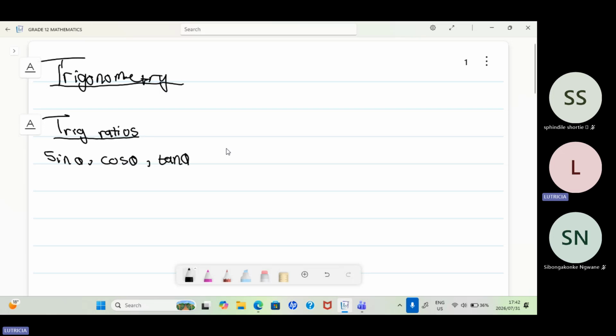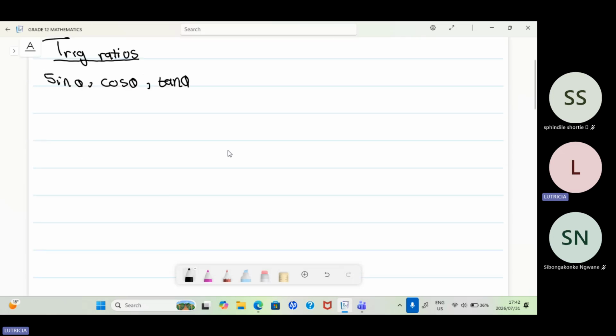So when looking at this, I want you to memorize this. It's a mnemonic: SOH CAH TOA. Okay, so SOH CAH TOA. This is gonna be very helpful. You have to understand this and memorize it. It's gonna be very helpful when solving problems in trigonometry.